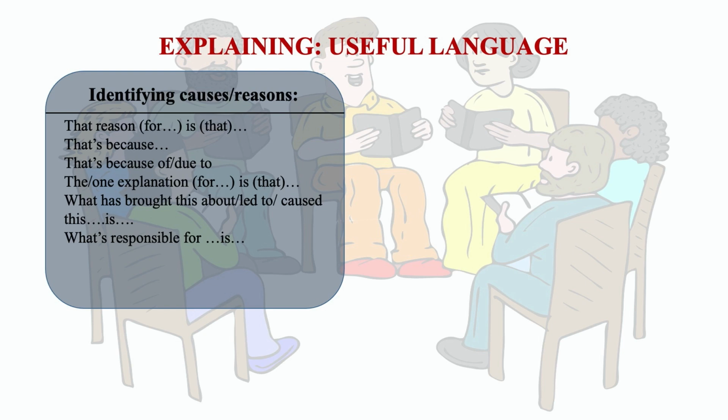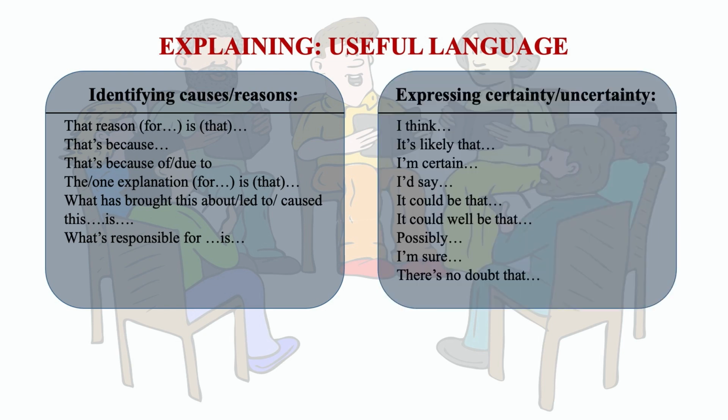There are some expressions that express certainty or uncertainty. Let us look at some of these expressions. "I think," "it's likely that," "I am certain," "I'd say," "it could be that," "it could well be that," "possibly," "I'm sure," "there's no doubt that." When the listener has to interrupt a speaker in the middle of an interaction, it is important for them to use polite expressions. Let us now see what are some of these polite expressions.